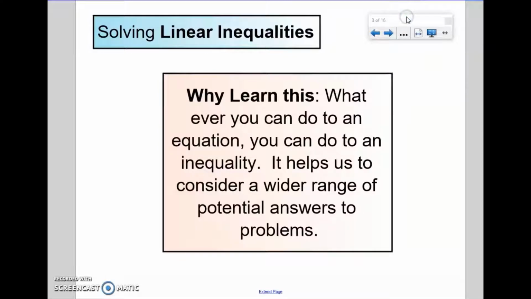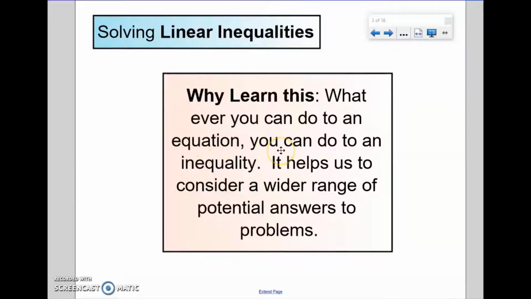Okay, that leads us nicely into the lesson, because we're going to talk about solving linear inequalities. On the previous slides, we looked at linear equations. And the reason we learned how to solve linear equations is basically for this bit here, the last part of the box, because whatever you can do to an equation, we can also do to an inequality. So the process of solving equations is very similar to the process of solving an inequality.